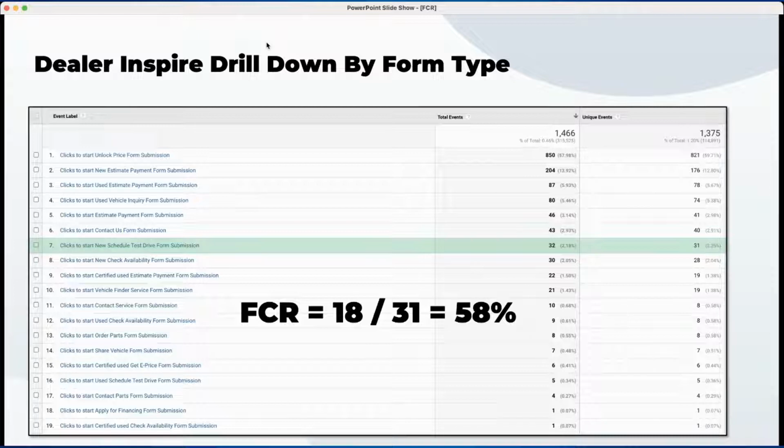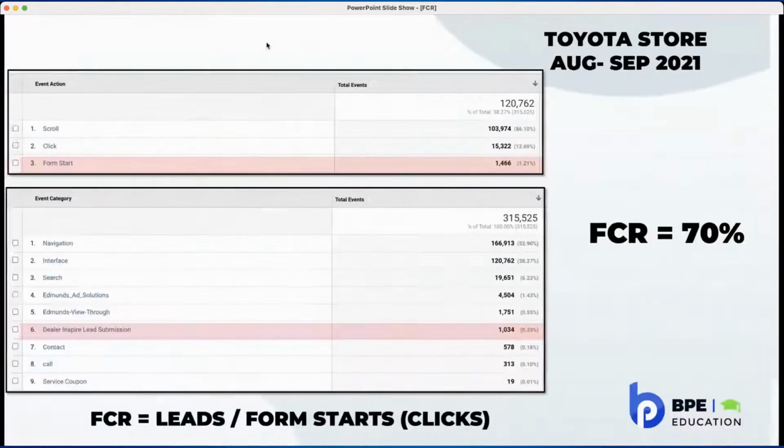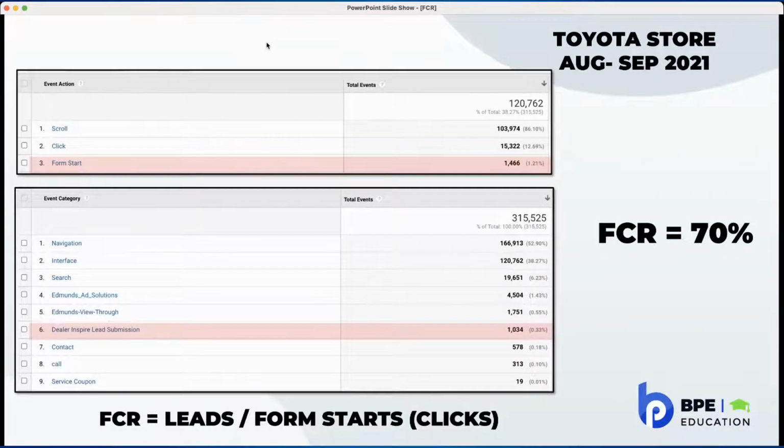Would you replace that get e-price unlock, which has a horrible appointment rate, and double or triple it if it meant having conversations with people while they're on their website? You see, if we go backwards, let's look at the Toyota store. There were 1,400, let's call it 1,500 over 2 months. That's 750 a month.